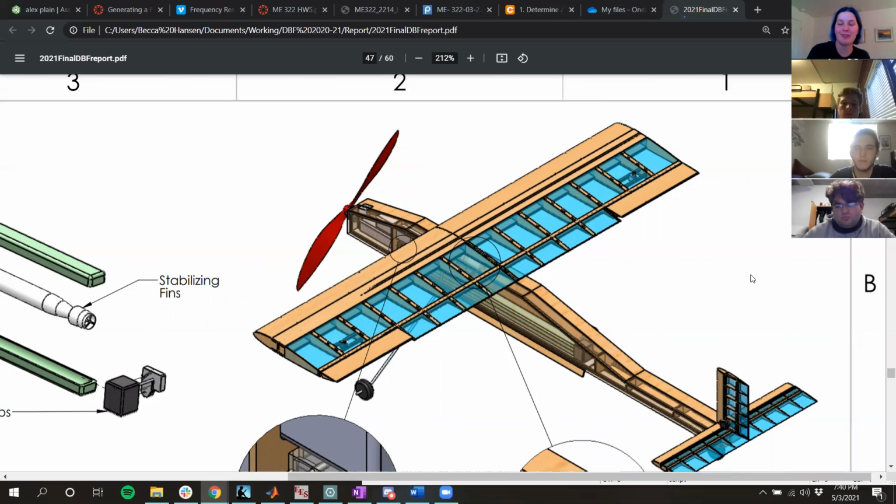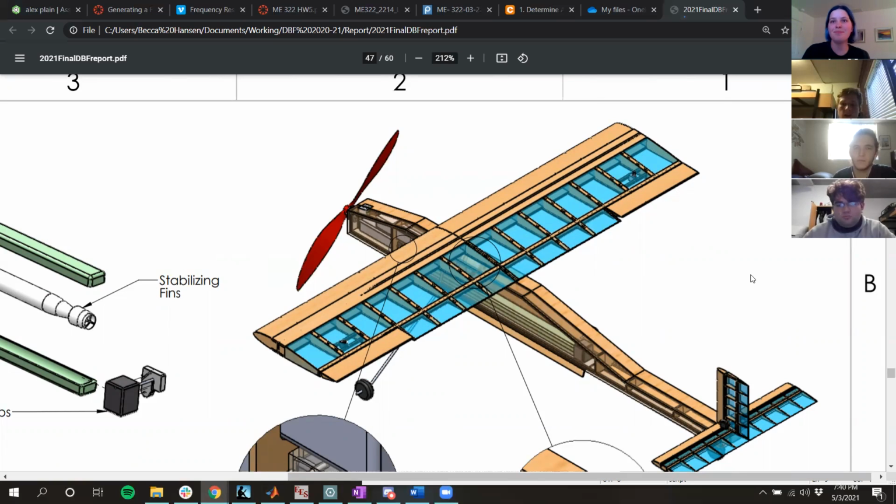If you really want to, you can make a plane that just looks sick. You can look at a plane that you want to mimic, like if you see somebody's DBF or other RC plane and you're like, that looks super cool, that would make sense to do here. You can do it.